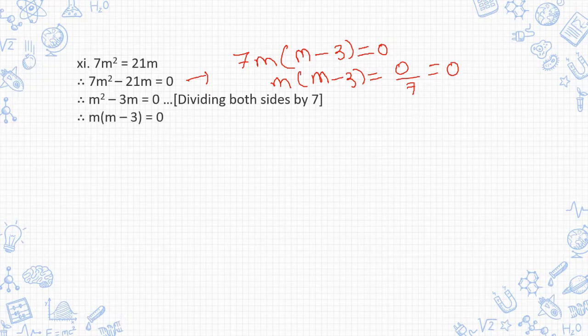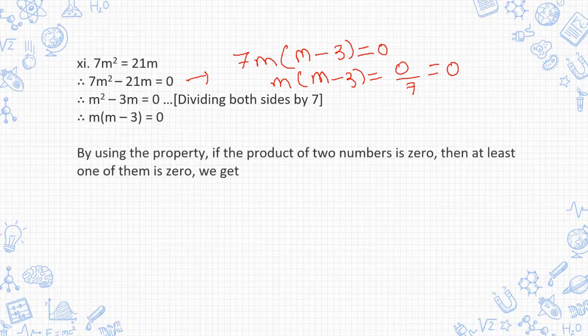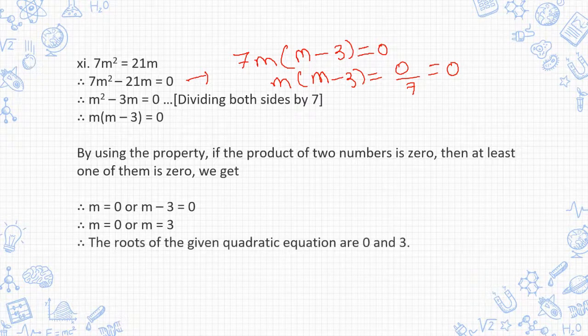So you have m into m minus 3 equal to 0. Now here what we can do is we can say either m equal to 0 or m minus 3 equal to 0. So if you take m equal to 0, you can keep it as it is. And in the second case, if you take minus 3 on the other side, you'll have plus 3. So m will be equal to plus 3. So the two values of m, or the roots of the given quadratic equation, are 0 and 3.